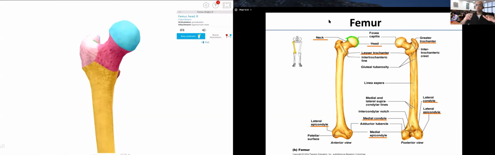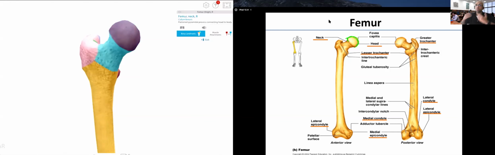So if a person was driving and he hits a tree, for example, what's going to happen? The head of the femur moves backward and causes the fracture of the acetabulum. It's a common site for fractures in car accidents.